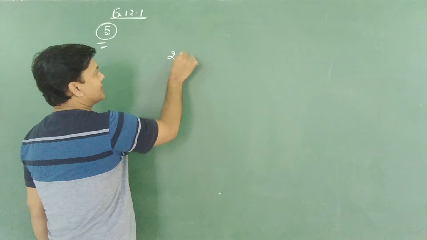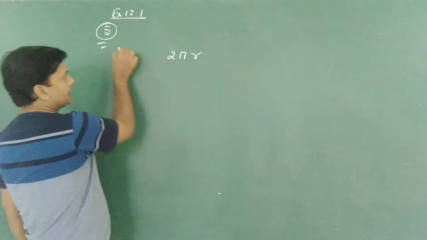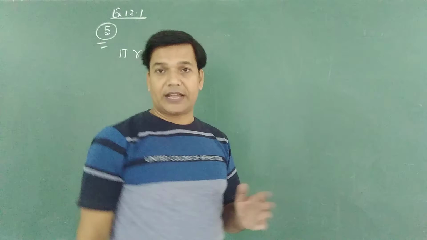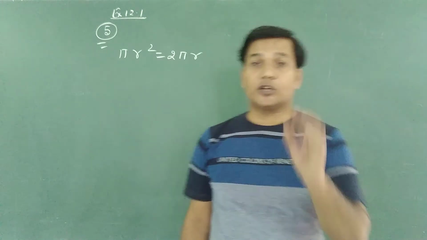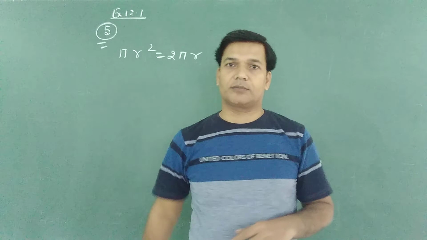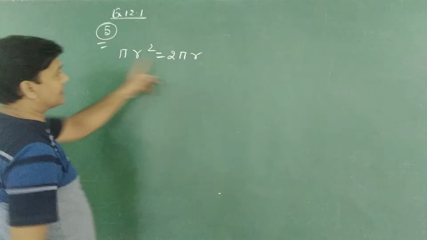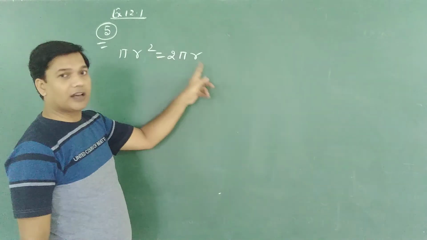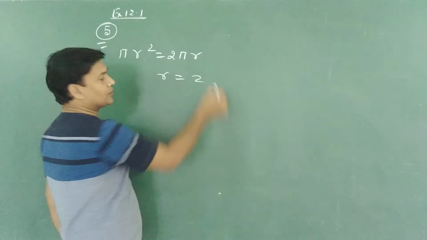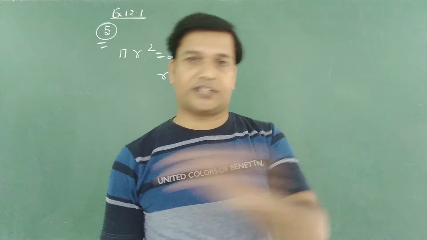The circumference of a circle is given by 2 pi r and the area is given by pi r square. So pi r square equals 2 pi r. Numerically they are equal, the circumference and the area. Both are equal. Pi cancels with pi and one r cancels with one r. Then what are the remaining parts here? R and 2. So the radius of that circle is 2 units.